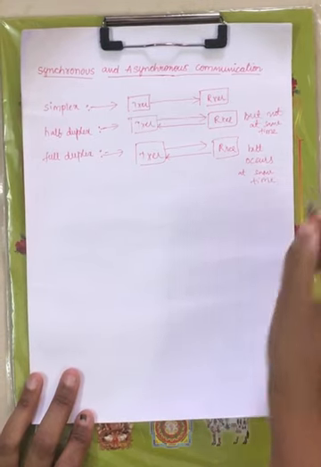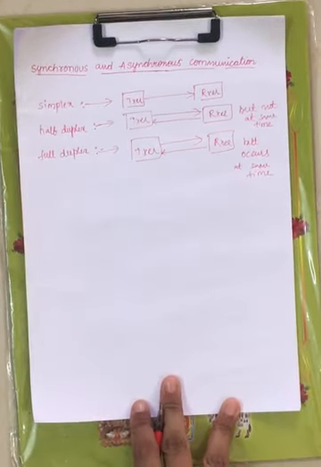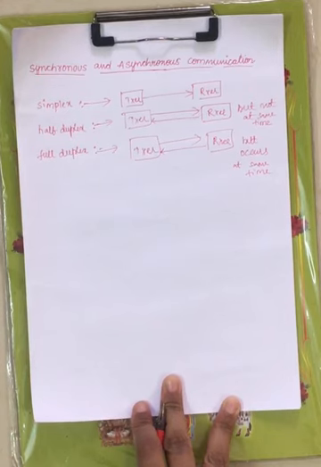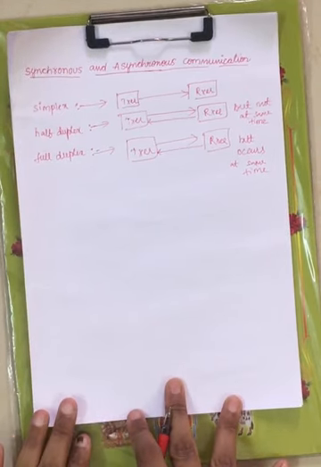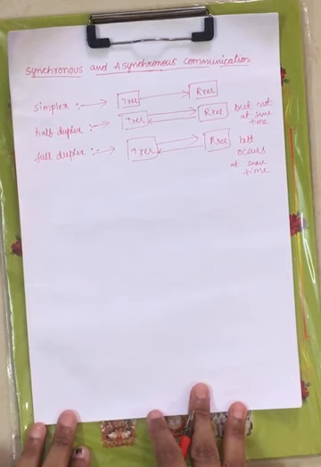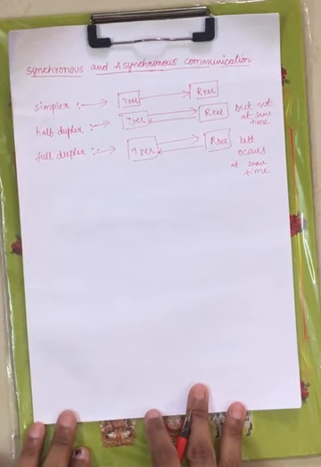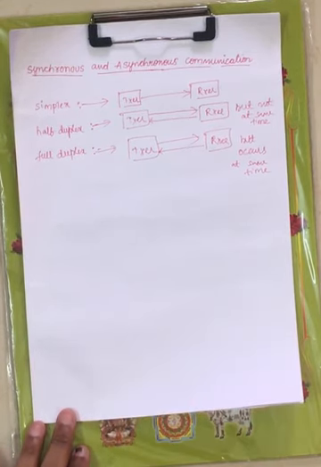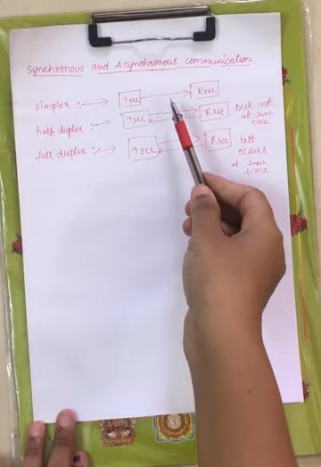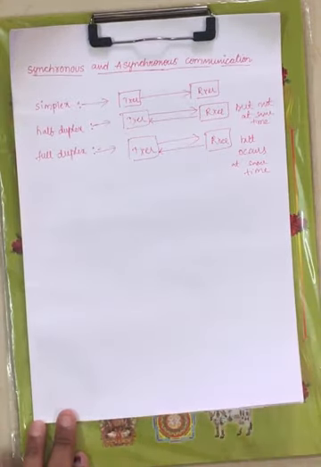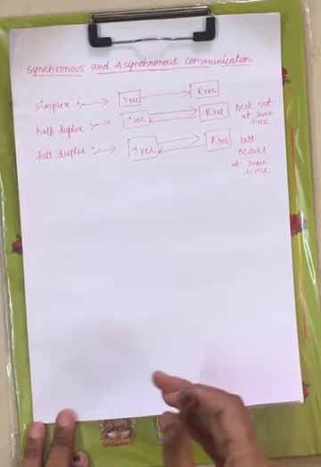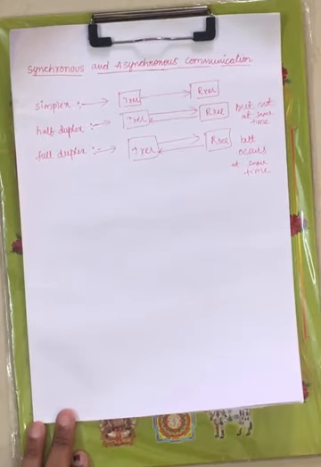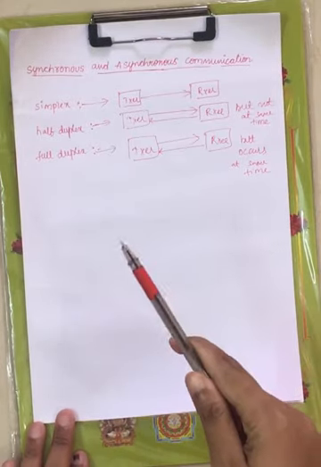These are the meanings of simplex, half duplex and full duplex. What is the meaning of simplex? Simplex sends information only in one direction. You have to remember this block diagram. Based on these block diagrams only, you can identify whether it is simplex, half duplex or full duplex.